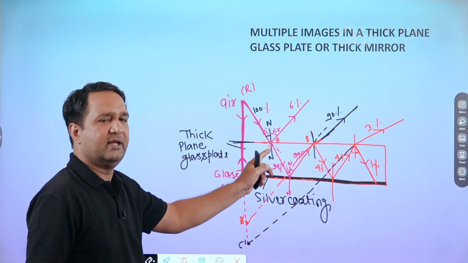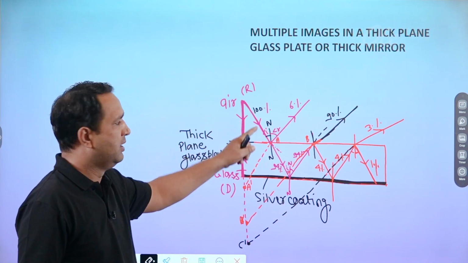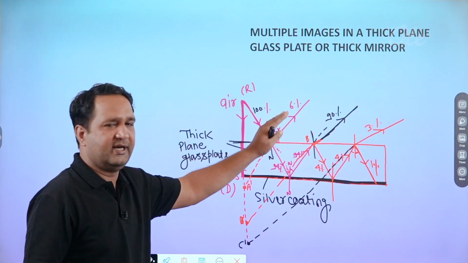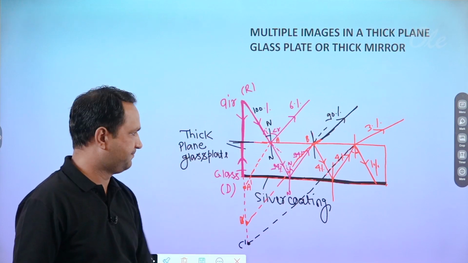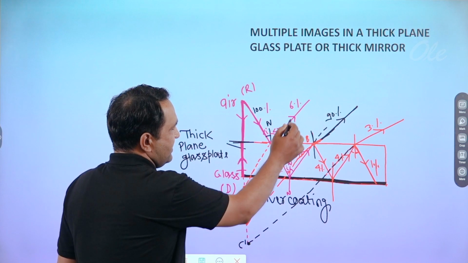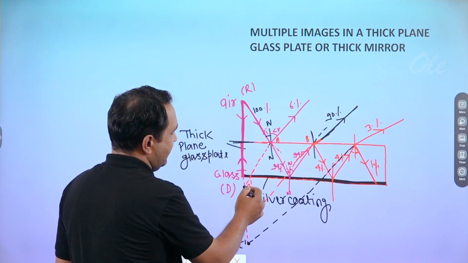Most of the light will be refracted. So if the intensity of light is 100%, then suppose that 6% of the light ray is reflected, the rest 94% of light will be refracted. So where will we get the image? If we extend this reflected ray, the first image we will get at A dash.